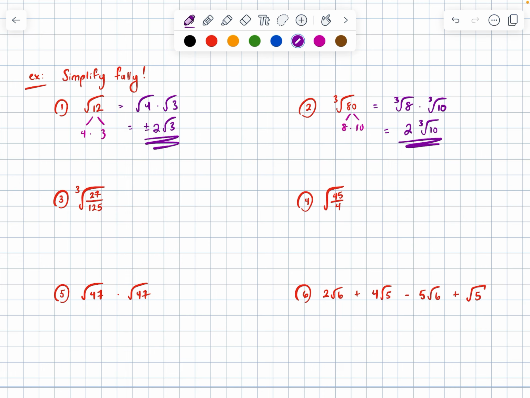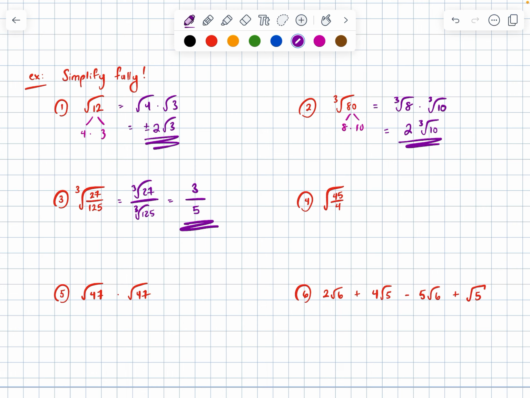For number 3, the cubed root of 27 over 125, well, by the quotient property, I can take my cube root and give it to the numerator and the denominator separately. Now I can simplify the cube root of 27. Well, 27 is 3 times 3 times 3. The cube root of 125, the number that multiplies by itself 3 times to get 125, is positive 5. So 3/5 is my final answer. Again, it's a cube root, no plus or minus needed.